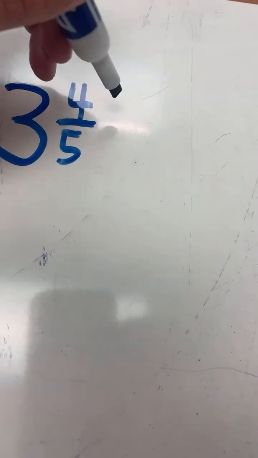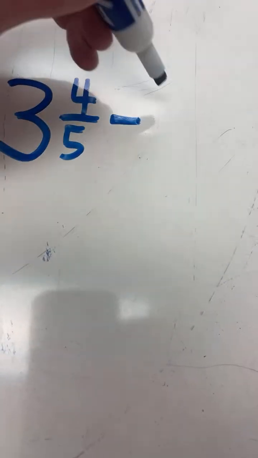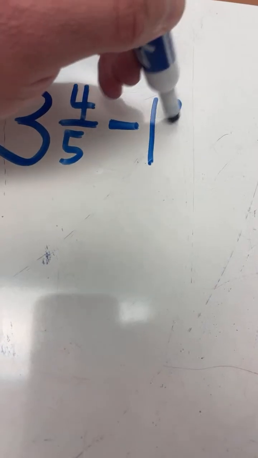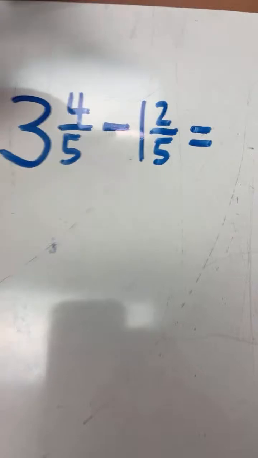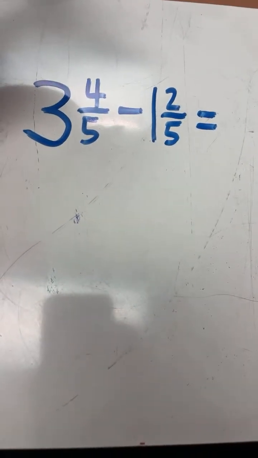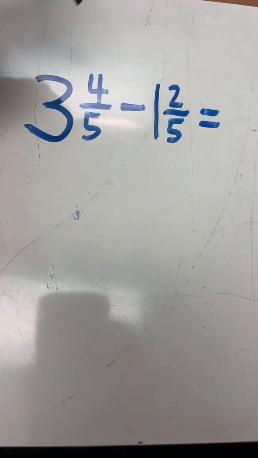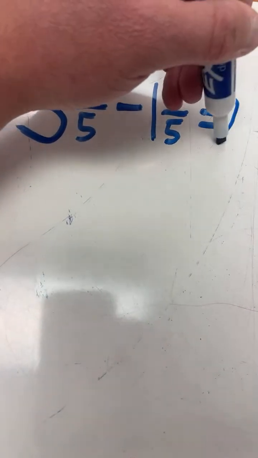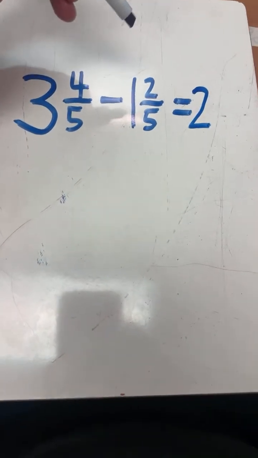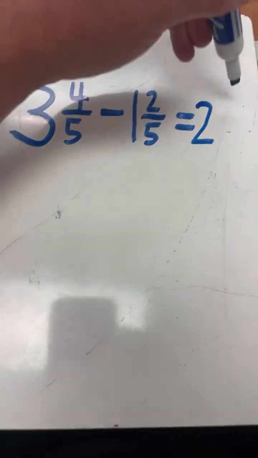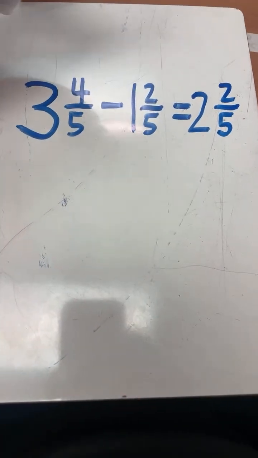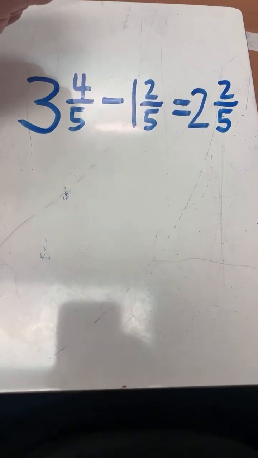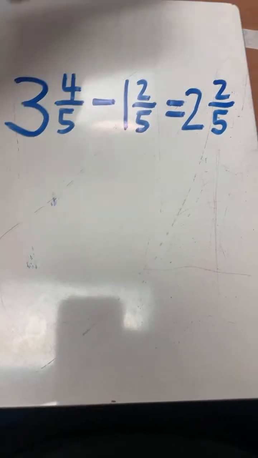All right, 3 4/5 minus 1 2/5. 3 minus 1 equals 2. 4/5 minus 2/5 equals 2/5. And we have our final answer. 3 4/5 minus 1 2/5 equals 2 2/5. All right, moving on to our next example.